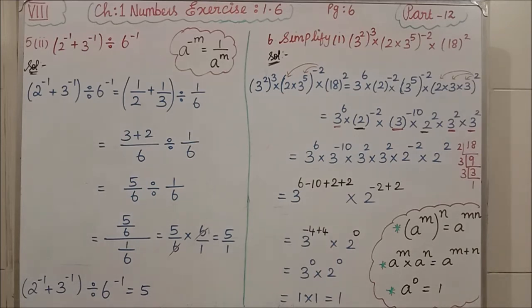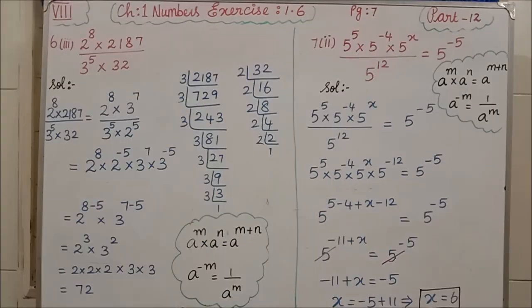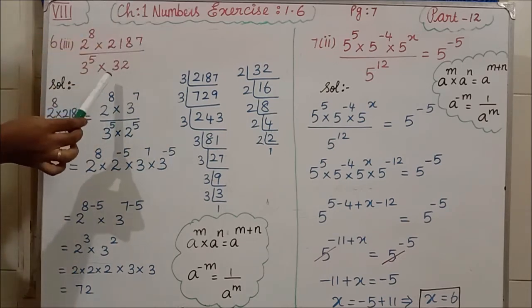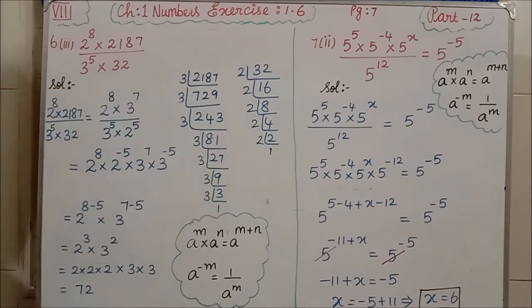Clear all of you, both the questions? Sixth question, third subdivision we will see now. See the question, 2 power 8 into 2187 divided by 3 power 5 into 32. That is the question. First we have to take the LCM for 2187 and as well as for 32, we have to take the LCM.